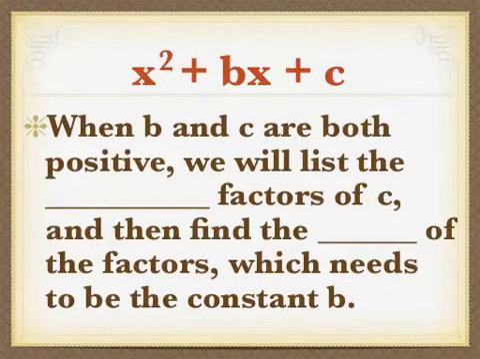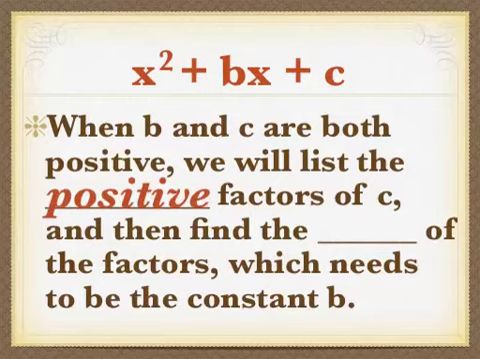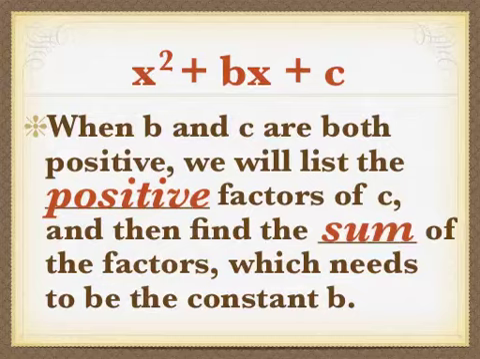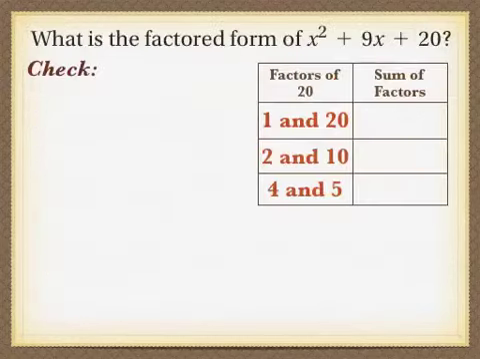When b and c are both positive, we are going to list the positive factors of c and then find the sum of the factors, which needs to be the constant b. If we look at our first example, it says, what is the factored form of x squared plus 9x plus 20? Today we're going to talk about making a table.